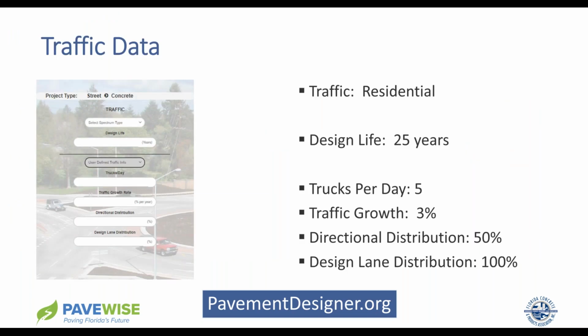So the traffic data that we've selected for this design is residential. The design life is 25 years. It's a residential street. There's not too many trucks on it, 5 trucks a day. The traffic growth is 3% a year. The directional distribution is 50%, so 2.5 trucks go north, 2.5 trucks go south. And the design lane distribution is 100%, so it is 2.5 go north, 2.5 go south.